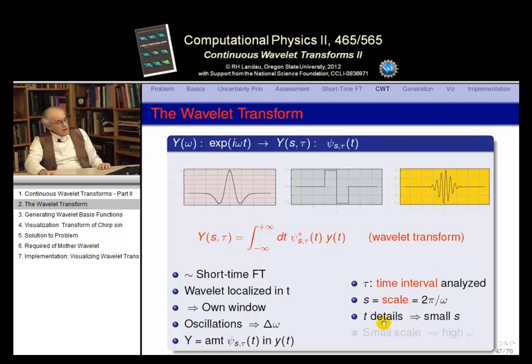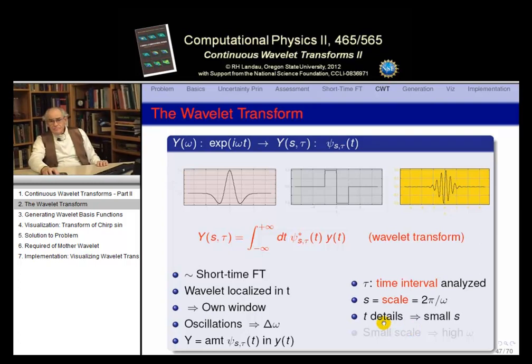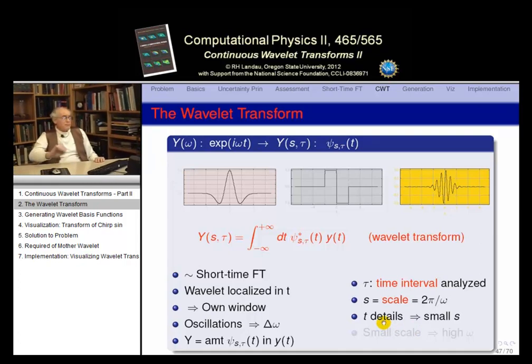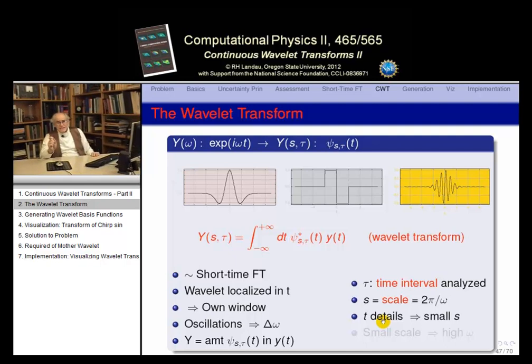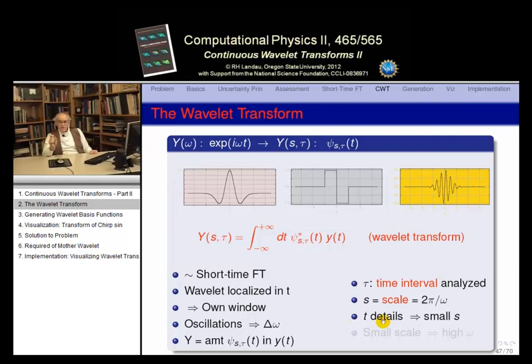So if we're talking about a signal in which we have lots of little wiggles and oscillations, we need to see a lot of details. That means we need to see the signal at small values of the scale. We need a good small scale analysis. To see that, to see lots of oscillations, we need to see high frequencies. That's right. So the scale is inversely proportional to the frequency. You want to see little bits and pieces, then you need high frequency, you need small scale.